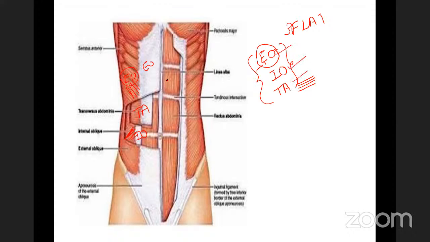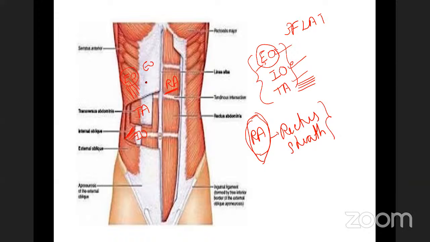Then a muscle you can see here is known as the rectus abdominis muscle. What we have to know here is that the rectus abdominis muscle is enveloped by the rectus sheath. Very important. What is this rectus sheath? It is nothing but the aponeurosis formed by the three flat muscles of the abdomen. They envelop the rectus abdominis, forming a sheath which is known as the rectus sheath. We will discuss this in detail later.